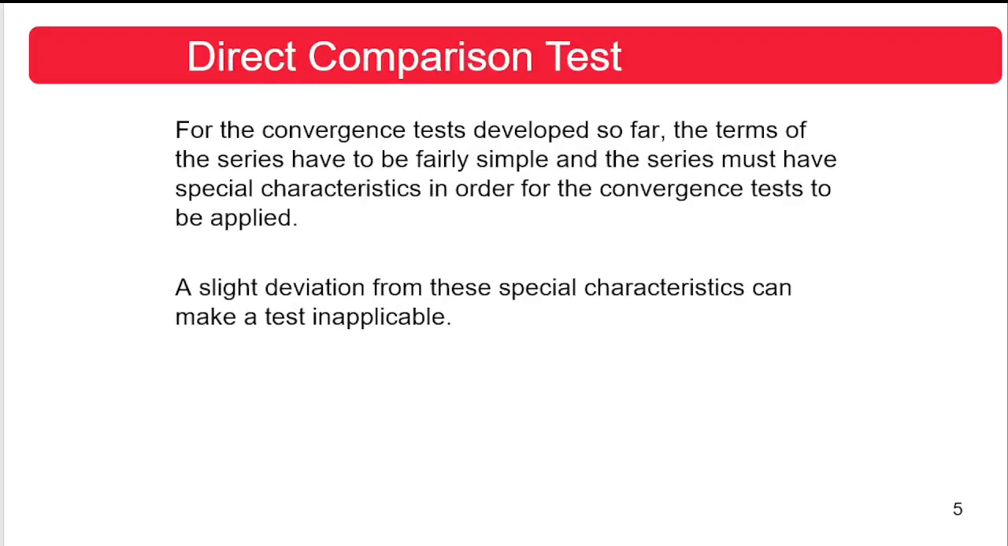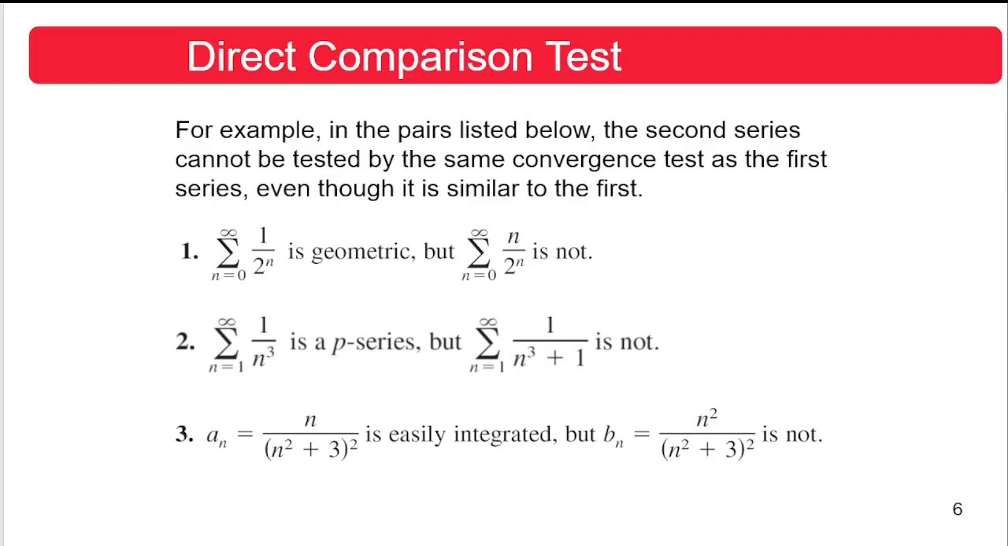What we have learned so far are convergence tests that can be applied for series with fairly simple terms and those series with special characteristics. So in this case, a slight deviation from these special characteristics can make a test inapplicable. For example, in the pairs listed below, the second series cannot be tested by the same convergence test as the first series, even though it is similar to the first.